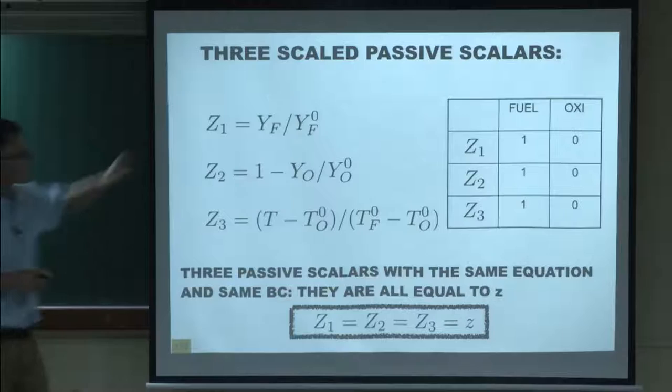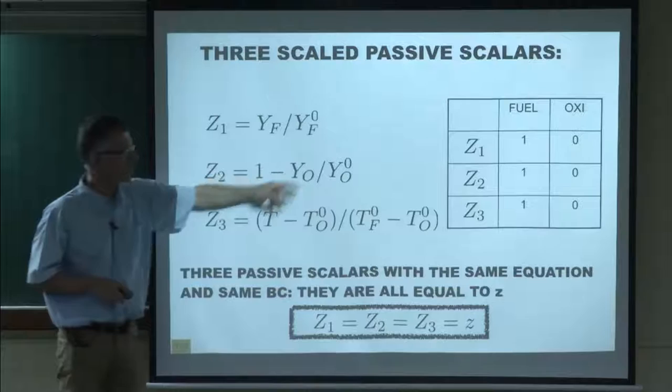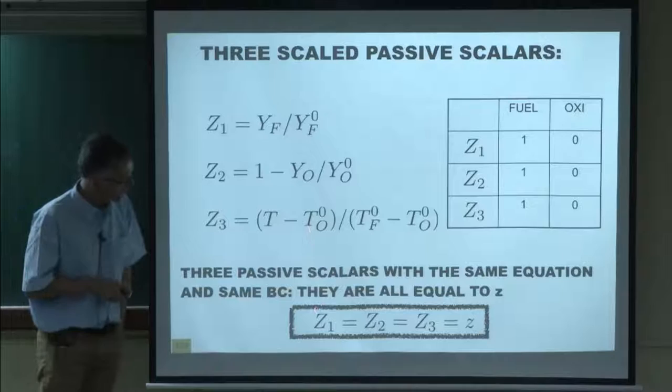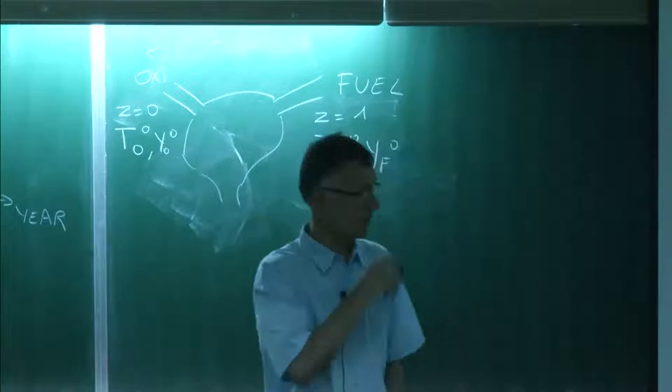So that's one passive scalar. That's another one. And if I scale them the way it should, all these passive scalars have the same boundary condition, one in the fuel, zero in the oxidizer, so they are all equal to the mixture fraction. And you see that in a flow like this one, all these quantities are equal to the mixture fraction, and you can plot them in what we call the Z diagram.